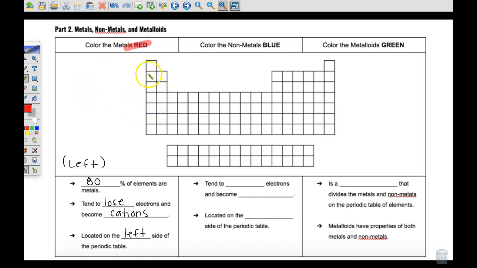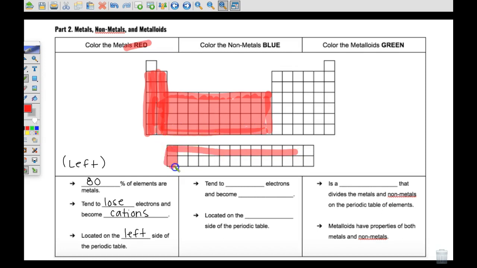In our first column, or column number 1, every element except for the top element is a metal. In the second column, every element is a metal, and there are no exceptions in this particular column. In columns 3 through 12, or this lower part of the periodic table, these are all metals also. These two rows down here are also metals.